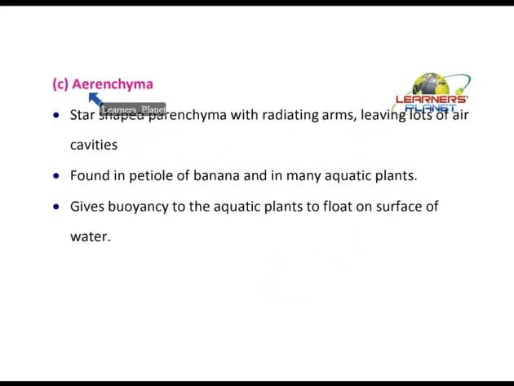Next is aerenchyma tissue. So what is this aerenchyma tissue? From the word aer, can you imagine something now? Aer means air. So these parenchyma cells basically have lots of air cavities in between. That means, in short, we can say the intercellular space is very high in the case of aerenchyma tissue.